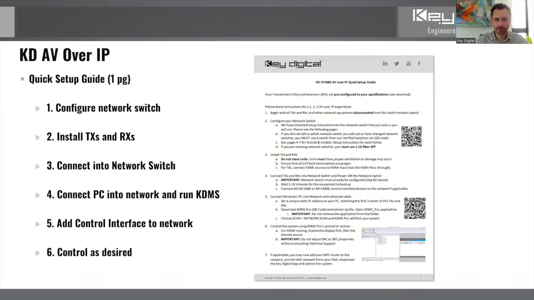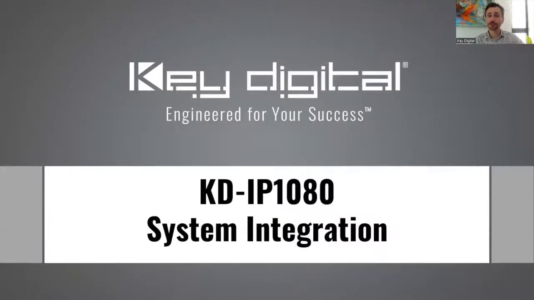Connect the units into the network switch, connect your PC into the network switch, and run the Key Digital management software. You add your control interface to the network. So that's our CX800 or MC1000, as we'll show you. And then you're able to control it as desired. So now we're getting into the system integration portion, right?